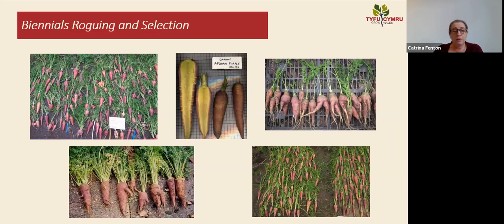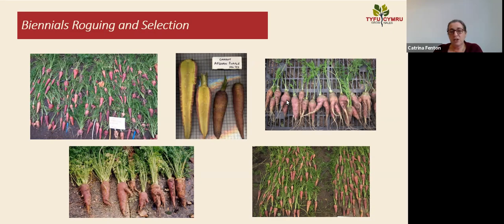We will rogue out those that are less purple coloured. We've got some strange looking examples here, a few white ones. Those are atypical of the classic Afghan purple carrot. We might also remove any kind of double or triple headed versions that we have. And we will end up with a final version that has a great deal more uniformity.